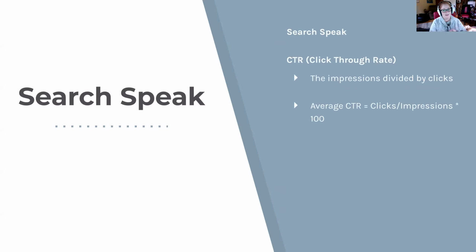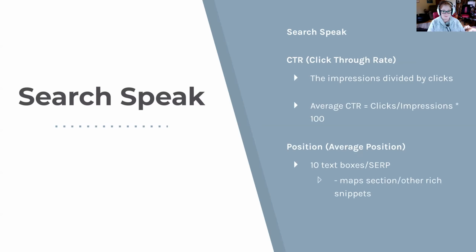Then we have the click-through rate, which is the impressions divided by clicks. And then to get the percentage, you multiply by 100. The higher you are up in the search engine results pages, the more clicks you get, the higher your click-through rate. And position. This is the 1 to 10 SERP little boxes, your little snippets of text. There's 1 to 10 on a page. This doesn't include the rich snippets and rich results, which are things like people also ask. We're going to look a little bit into those today, which is really interesting.